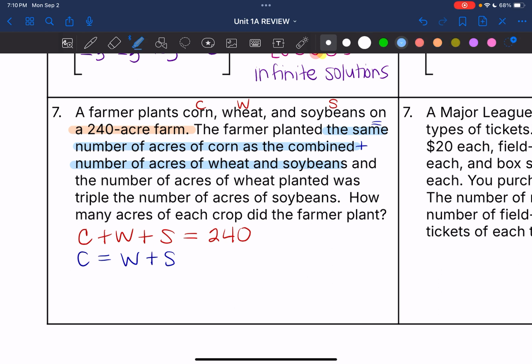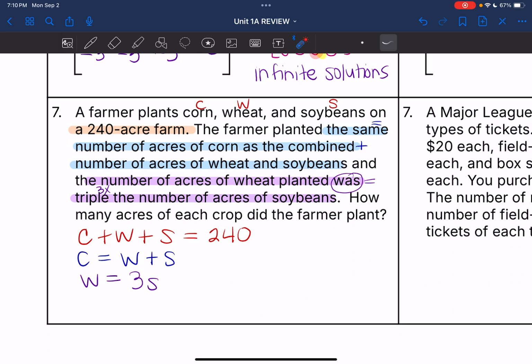Okay, and then the last equation says the number of acres of wheat planted was triple the number of acres of soybeans. Okay, so number of acres of wheat. So we are specifically talking about wheat. So W is equal to. So was is kind of past tense of is, and that's also like another way of saying equal sign or same. Triple the number of acres of soybeans. So when you do something in triple, it means that you do it 3 times. So I need 3 times the soybeans, so 3S. Okay, and that's my system.